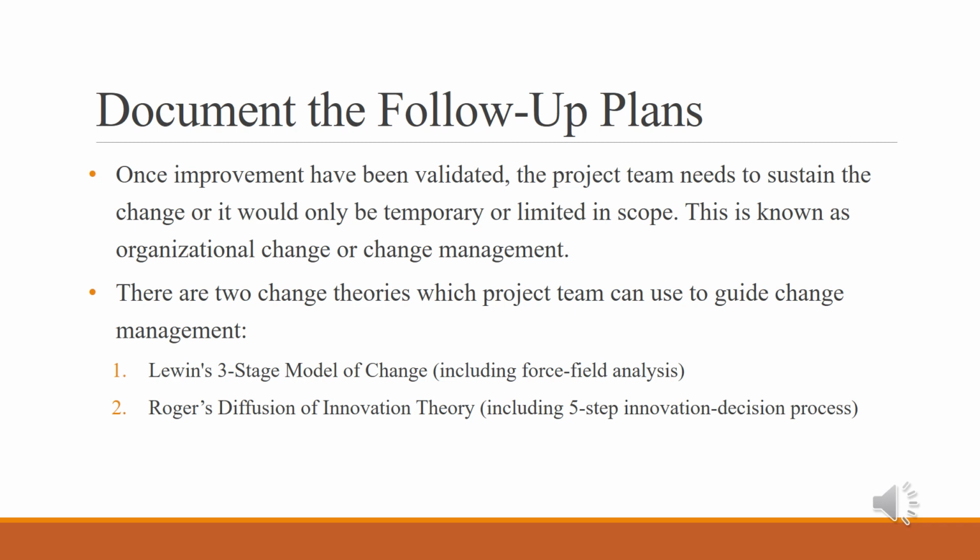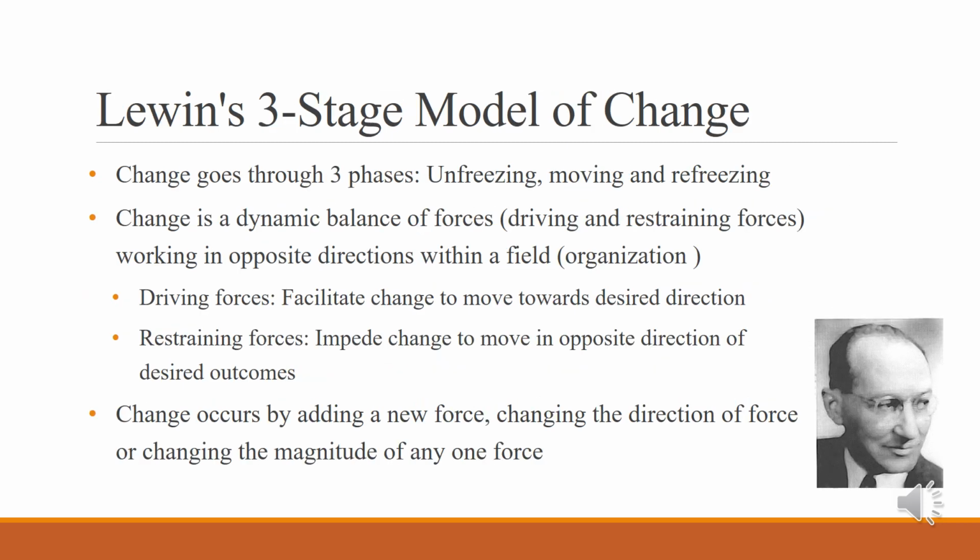There are actually two change theories which the project team can use to guide change management. The first one is known as Lewin's 3-stage model of change, including the force field analysis. And the second one is Rogers' diffusion of innovation theory, which involves the 5-step innovation decision process. We will talk about this in details shortly. Now, let us look at the first change theory, which is the Lewin's 3-stage model of change. I'm just going to provide a brief explanation about what this change model is all about.